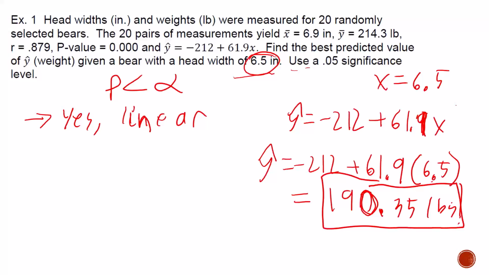This is a hard question. If X were equal to 1, this would be 1. 1 times 61.9 would be 61.9. And I'd add that to negative 220 and 10.200, negative 212. What kind of number would I get? Negative. Does that make sense? Does a negative number make sense in this context?